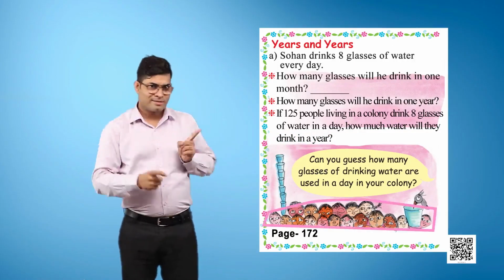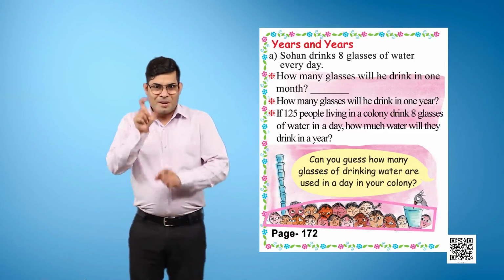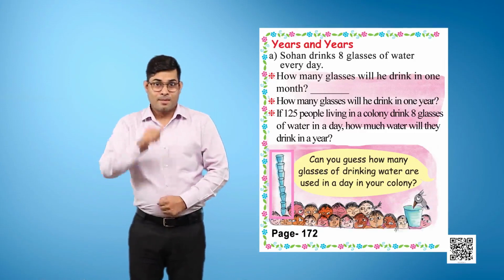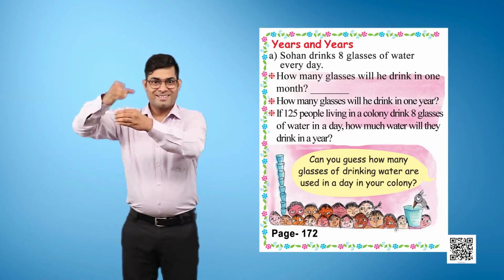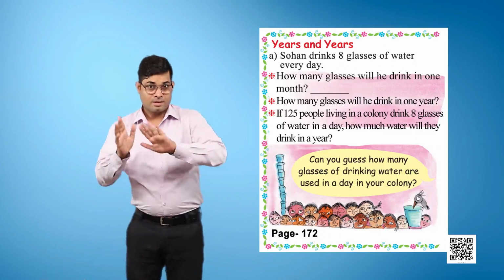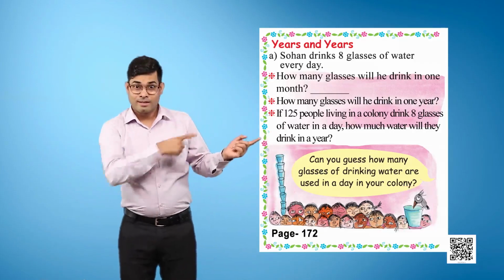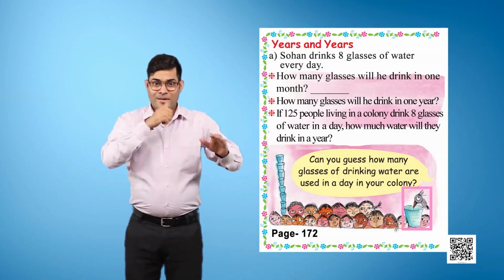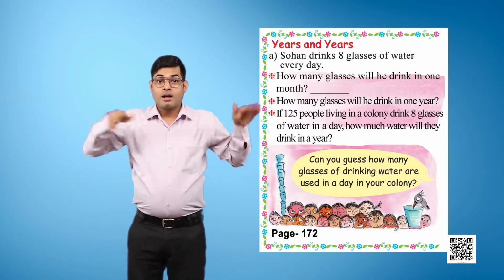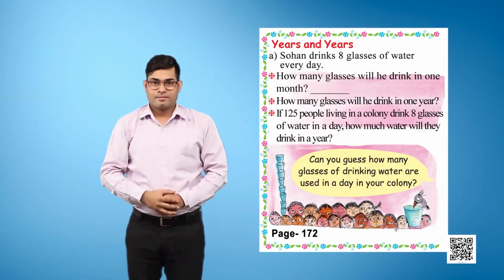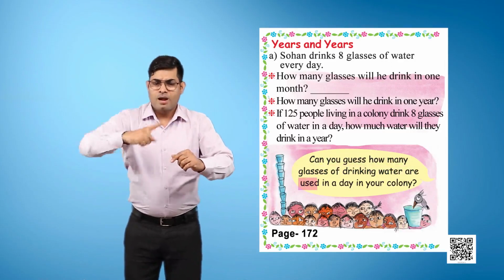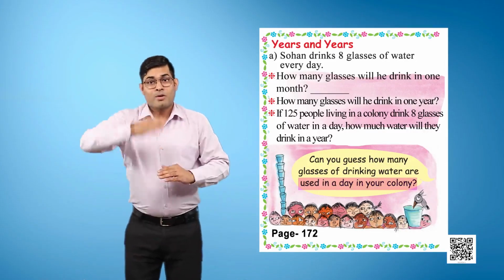Below this we see a colony of people, and lots of glasses have also been piled one over the other. To the extreme right corner we see a bird sitting on one of the glasses, and he's asking us, can you guess how many glasses of drinking water are used in a day in your colony?